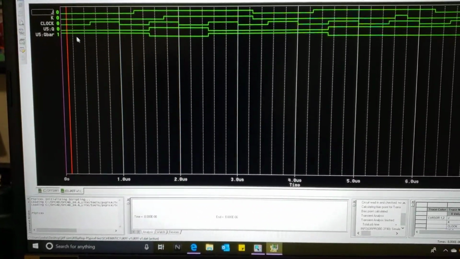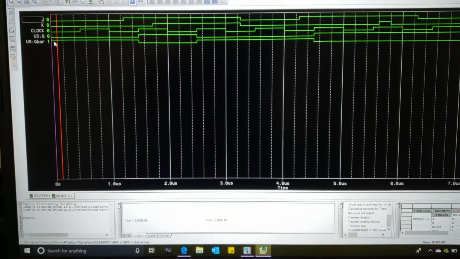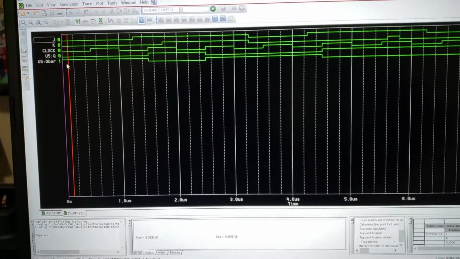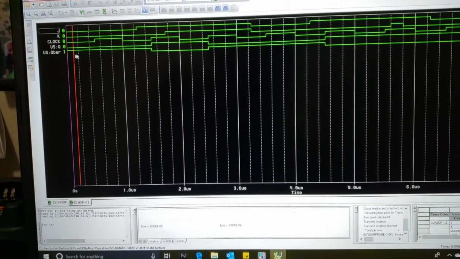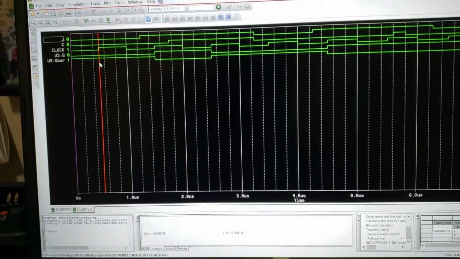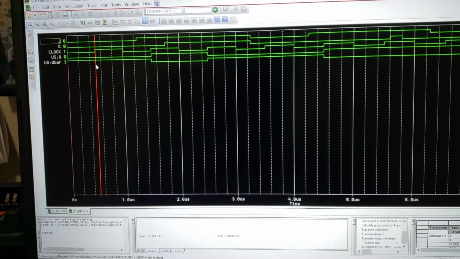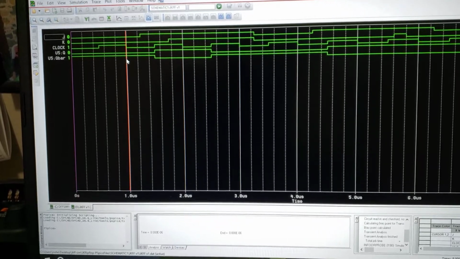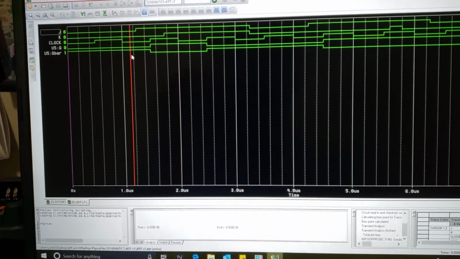So starting off, our J and K are at 0 and our clock is also set to 0, and therefore Q and Q bar are also 0. Moving forward, we see that clock jumps to 1, but that doesn't change anything. And then clock goes back to 0 at 1 microsecond. Still doesn't change anything because our requirements don't specify anything about that.